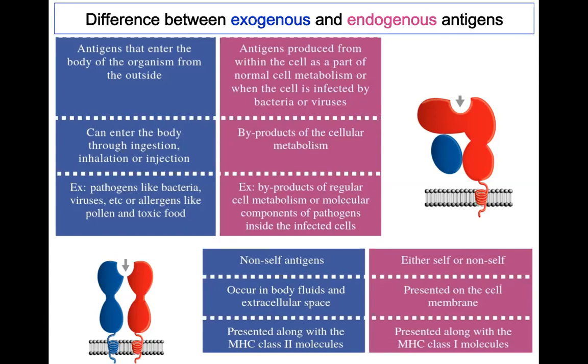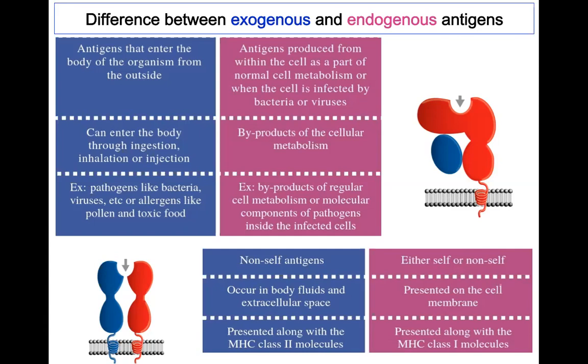Similarly, exogenous antigens can enter the body through ingestion, inhalation, or injection. But in the case of endogenous antigens, they don't need to enter the body because they are produced inside the body. That is a byproduct of cellular metabolism. Examples of the first one are pathogens like bacteria, viruses, and allergens like pollen or some toxic foods. Examples of endogenous antigens are byproducts of regular cell metabolism or molecular components of pathogens inside infected cells.